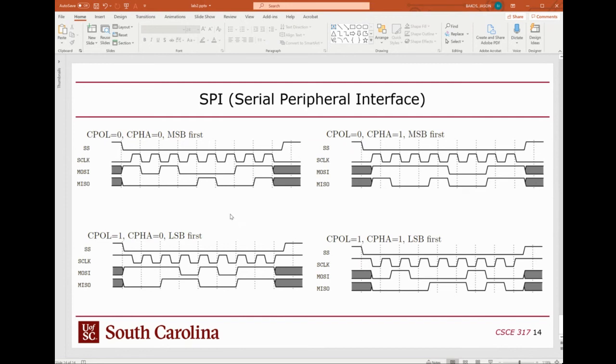Well, you care because whether the first and second edges of the clock are rising or falling will depend on CPOL. So you have to be careful, since CPOL will determine whether the first and second edges are rising or falling. So that's important. And yes, Charles mentions the bit order is fixed in the lab.